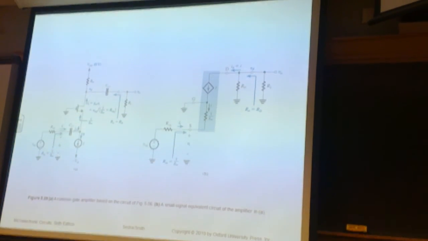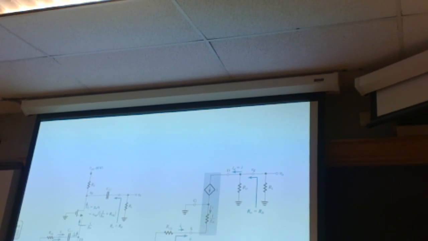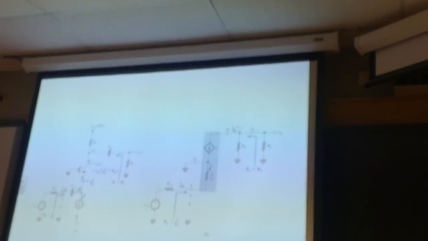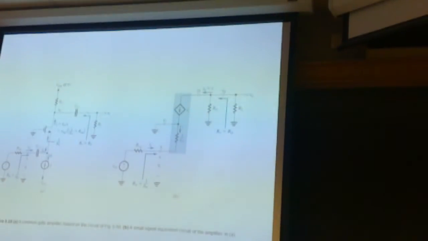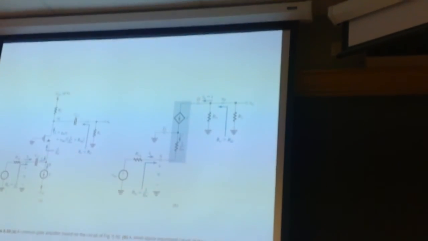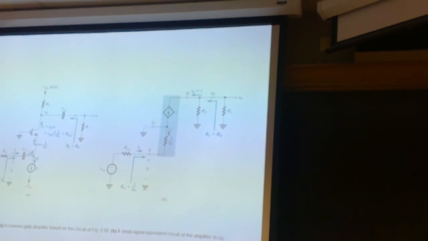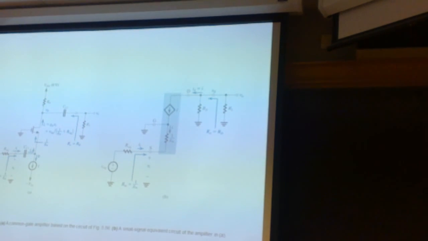What's the input resistance? It's 1 over GM. Does it make sense? Yes. Why? Because VI is VS minus VG, divided by 1 over GM. Looking into the source, all you see is 1 over GM between that node and ground. So the input resistance is 1 over GM.